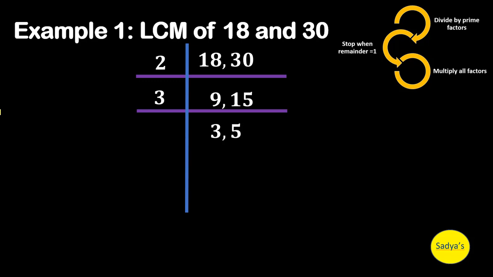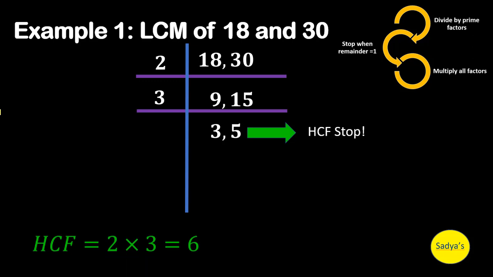3 and 5 are not divisible by any common prime factor. So if we were to find the HCF, we would have stopped right here. And the HCF would have been 2 multiplied by 3, which is 6. But since we are finding LCM, we keep on dividing until we get 1 in the remainder.